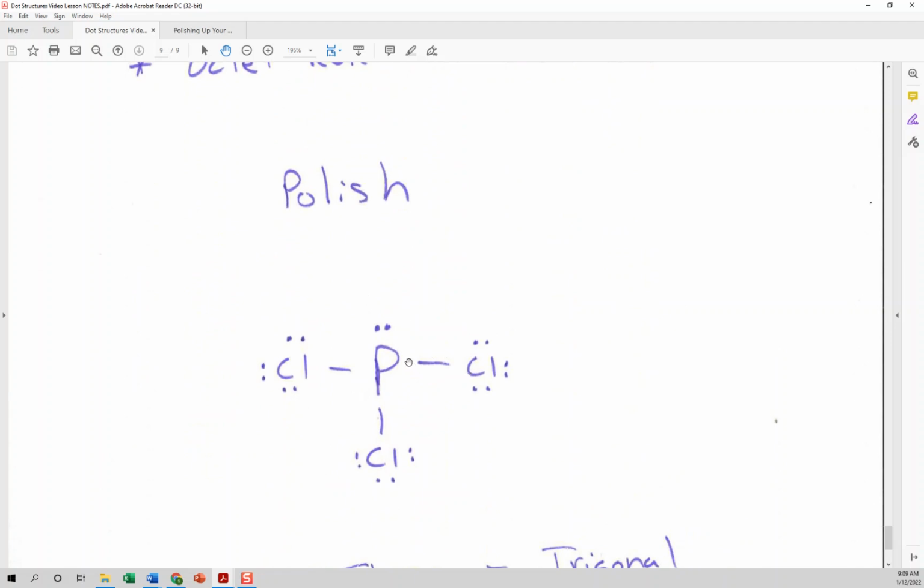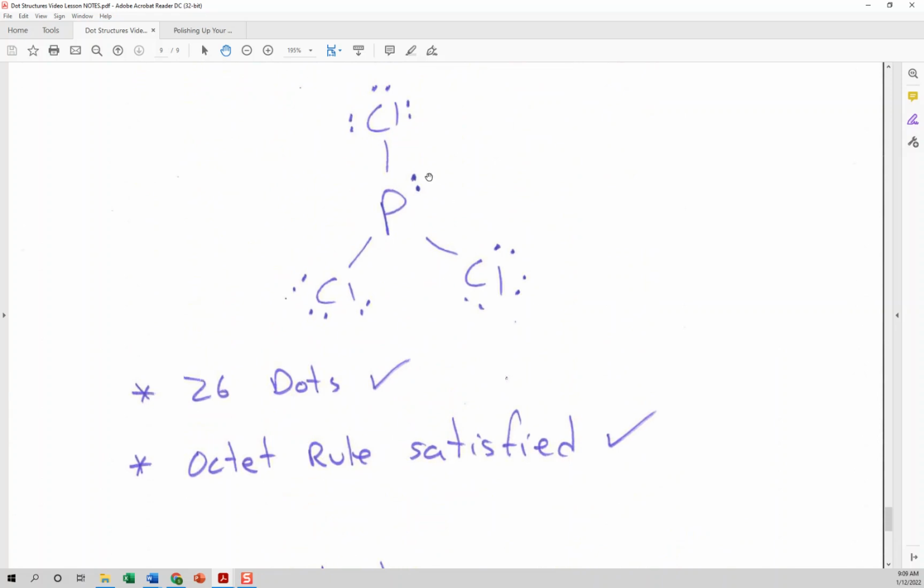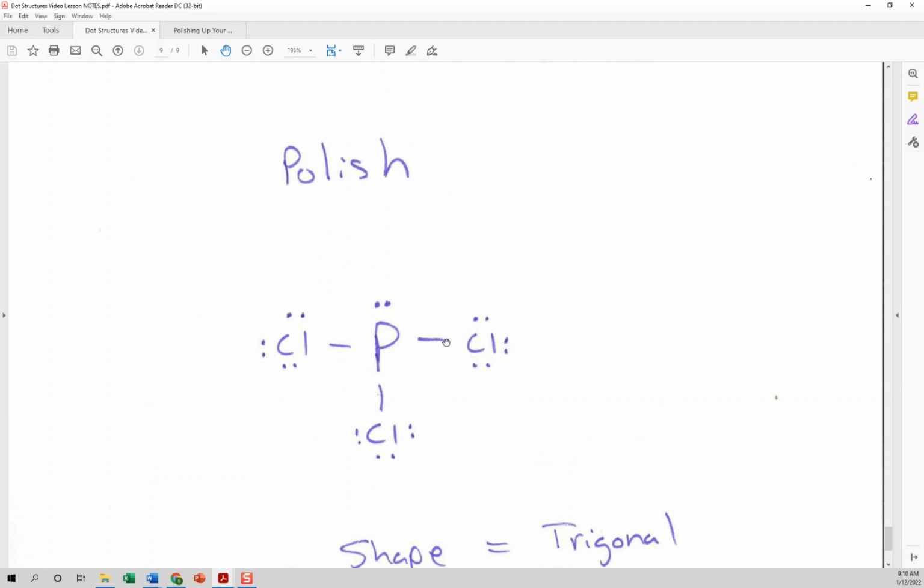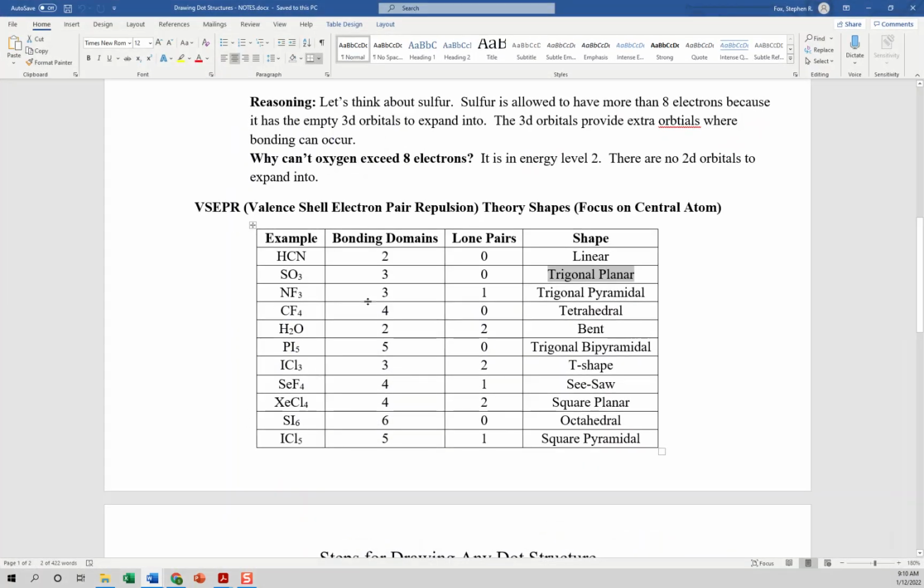And then let's find the shape. Let's figure out what the shape is. Okay, so it doesn't matter which dot structure you're looking at. If you look at this one around the central atom, 1, 2, 3 bonds, 3 bonding domains, 1 lone pair. Same thing around this one. 1, 2, 3, 3 bonds, 1 lone pair. We go to our chart. We're looking at 3 bonds, 1 lone pair, trigonal pyramidal. Okay, so when you had 3 bonds and 0 lone pairs around the central atom, we would call that trigonal planar. But now, when we have 3 bonds and 1 lone pair around the central atom, that's called trigonal pyramidal.